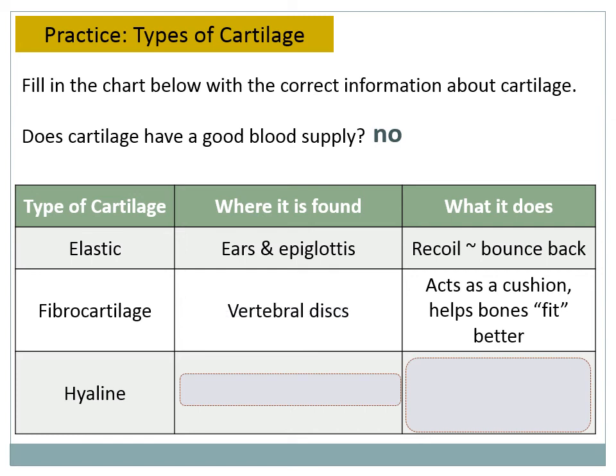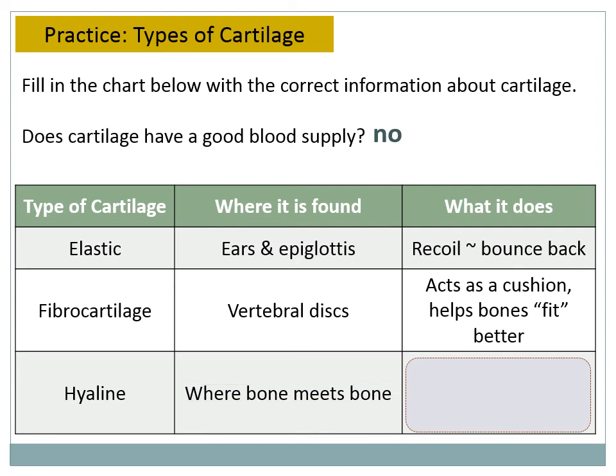Yeah, we find it in our vertebral discs. We also find it in some ligaments as well. Then we have hyaline cartilage. Where do we find hyaline cartilage? Yep, we find it in the joints, right?